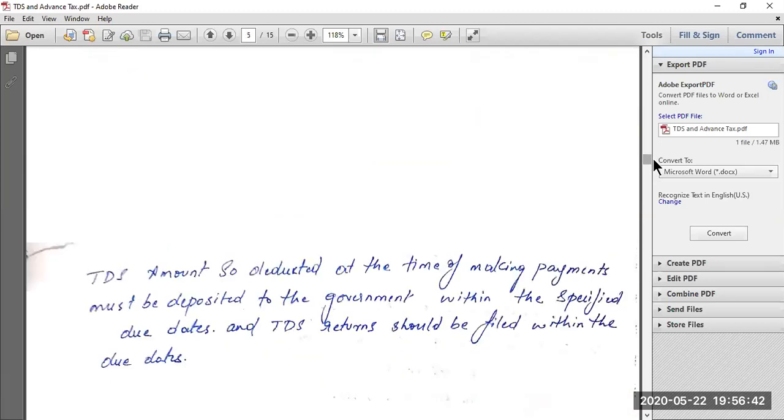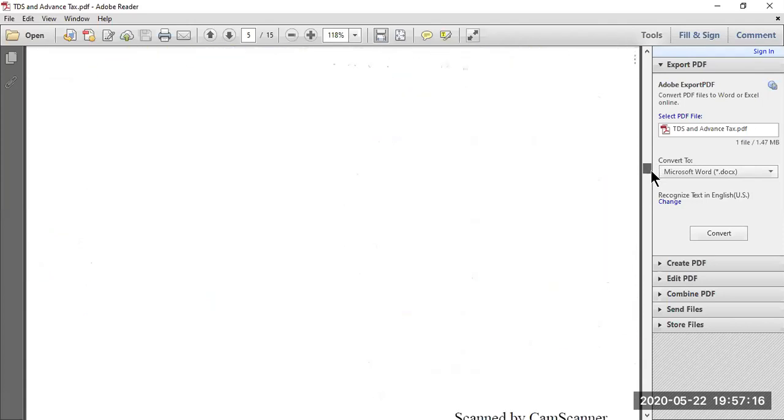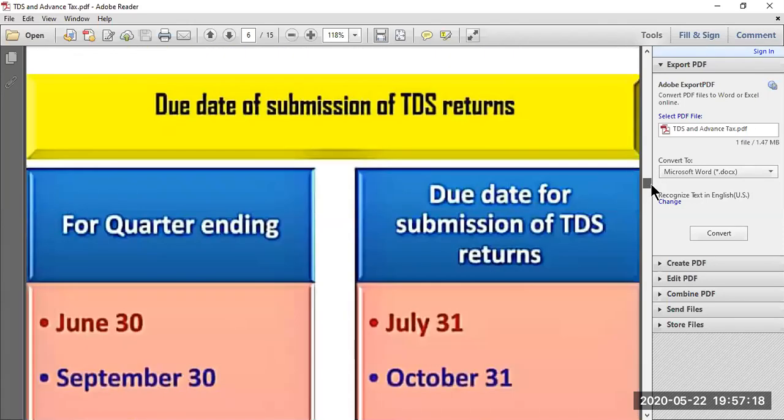Now again, the TDS amount deducted at the time of making payments must be deposited to the government within the specified due dates. It is important to remember that whenever we deduct TDS, there are certain due dates within which the deductor has to deposit or remit the amount to the government. And once this deposit is done, the TDS return should be filed within the due dates. So for depositing the TDS amount and for filing the TDS returns, there are certain due dates given as per the provisions of TDS under the Income Tax Act. So what are these due dates? We will understand now.